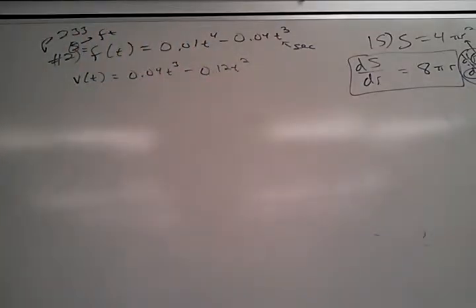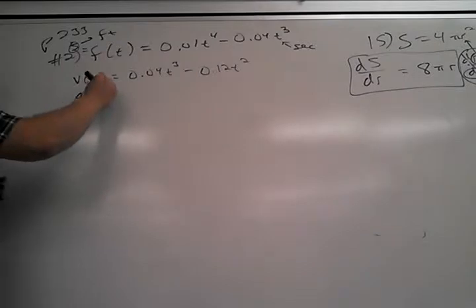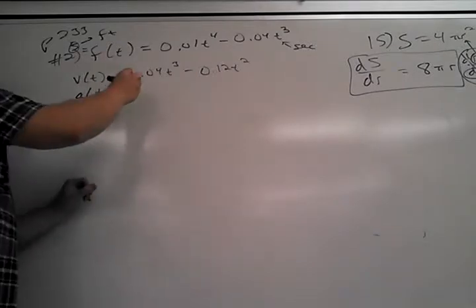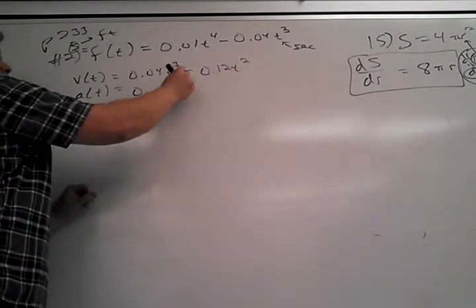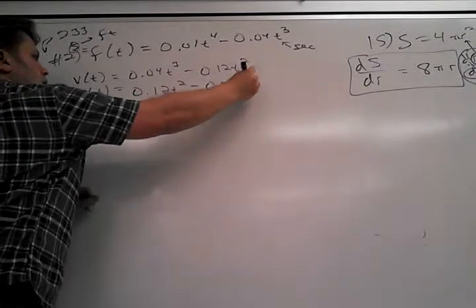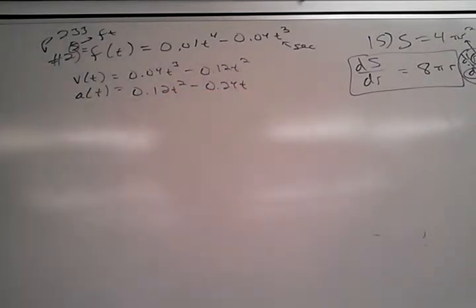And then the acceleration function would be 0.12 t squared minus 0.24 t. Is everybody with me? Okay, it's that simple. I can always find velocity and acceleration by taking derivatives of the position function. The position function will not always be nice. It might involve some ugly stuff, but I just take the derivatives.